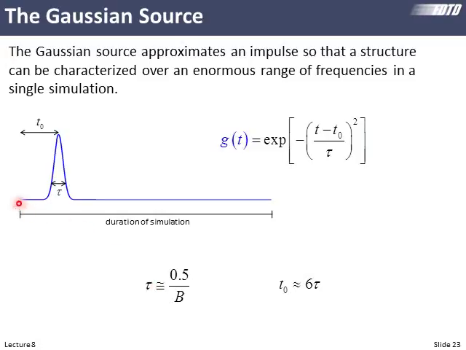Here's our source as a function of time during the course of the simulation. We don't want to start in the middle of this pulse. We want to ease into it and ease out of it. So I like to delay this source by 5 or 6 taus before it begins, and that ensures we ease into it and ease out of it. And then we can calculate our Gaussian source. That contains enough frequencies and is offset enough that it will be numerically stable.